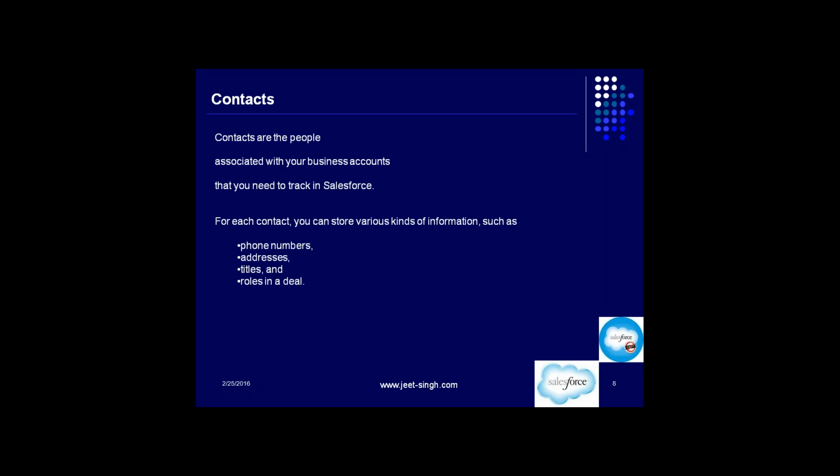Okay. So every time you are trying to sell something to a business, you will need to deal with some people in that company, right? If I'm trying to sell some projectors to American Express, I would need to deal with some people in that company. Where will I store the information about those people? That is to be stored in contacts. And the information that you will usually store are things like phone numbers, email addresses, titles, and stuff like that. Right? So all this information actually goes into contacts.